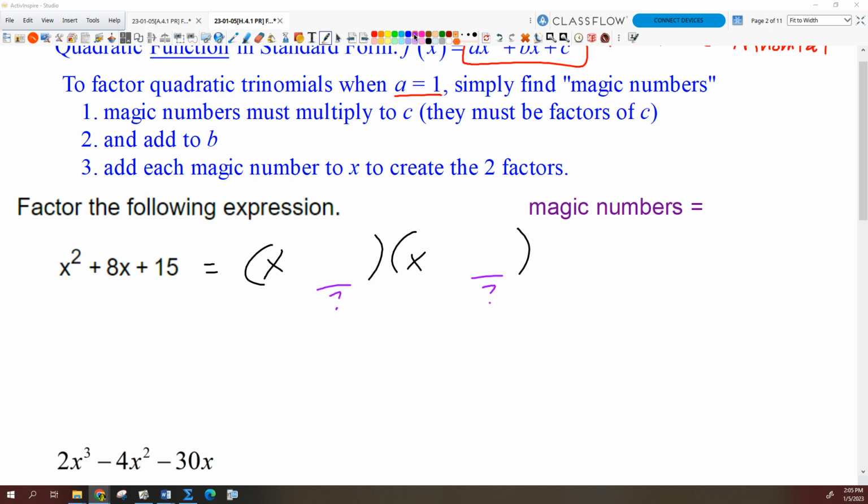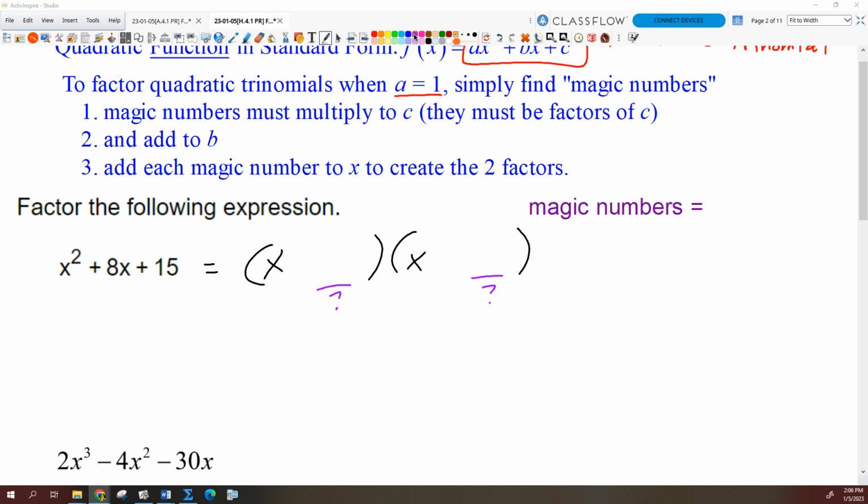And why would that be? It's easy to remember because when I distribute that last number to the last number, this magic number times that magic number is going to give me the term with no x's in it when I FOIL that out, right? That makes sense? Okay, so we'll play the sign game here. We know that the magic numbers have to multiply to 15 and add to 8.